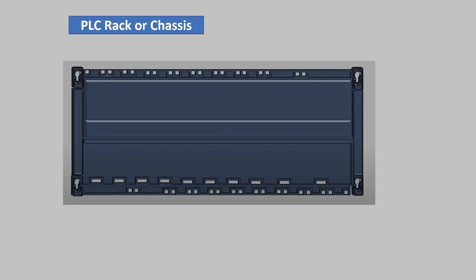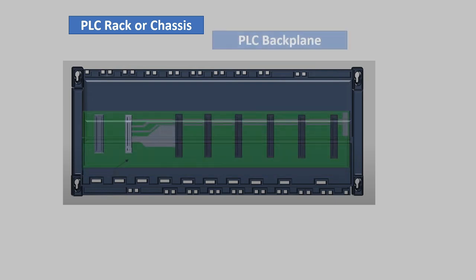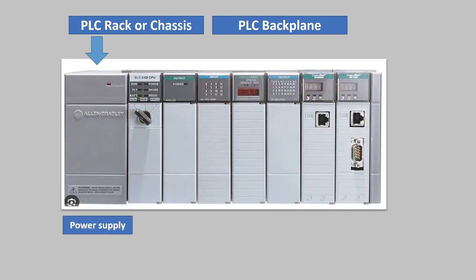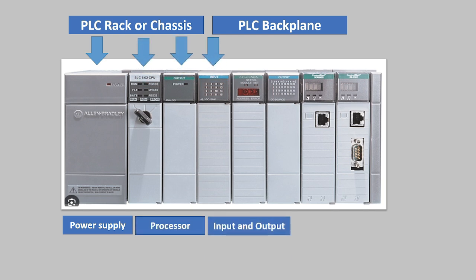Can you explain the parts of the PLC? Number 1 is the PLC rack or chassis. PLC backplane. Here's the power supply of the PLC. The processor. Input-output module of the PLC.